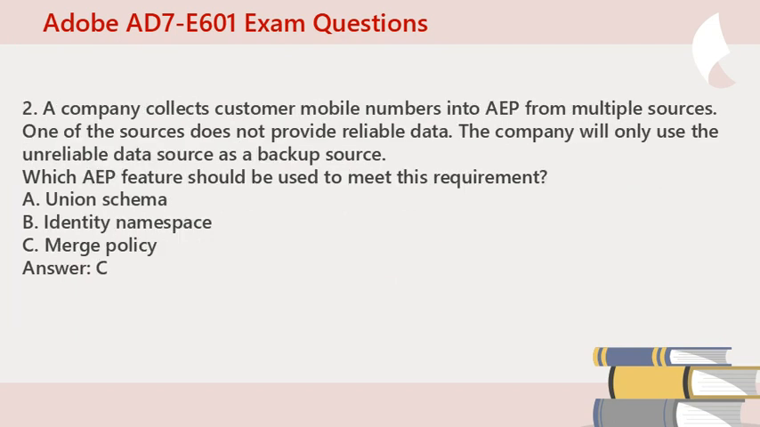2. A company collects customer mobile numbers into AEP from multiple sources. One of the sources does not provide reliable data. The company will only use the unreliable data source as a backup source. Which AEP feature should be used to meet this requirement? A. Union schema. B. Identity namespace. C. Merge policy. Answer: C.